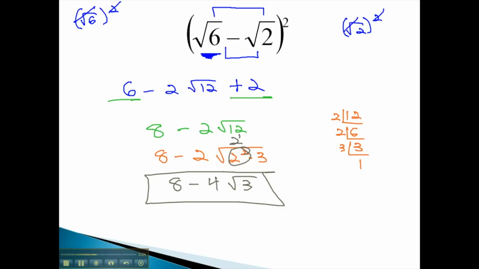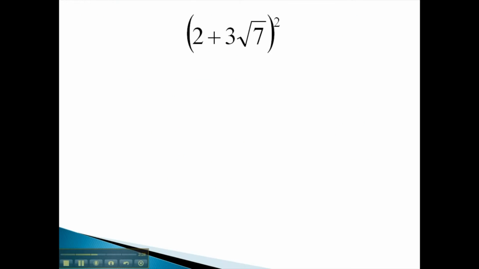Let's take a look at another problem where we have to square a binomial using the shortcut pattern. Again, we'll start by squaring the first number. 2 squared is 4. Then we take twice the product. 2 times 3 root 7 is 6 root 7. It's there twice, so 6 and 6 gives us positive 12 of these root 7s.